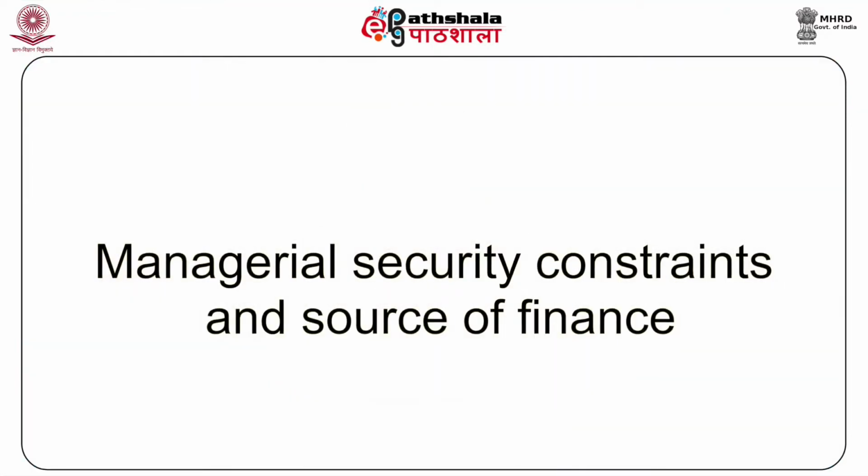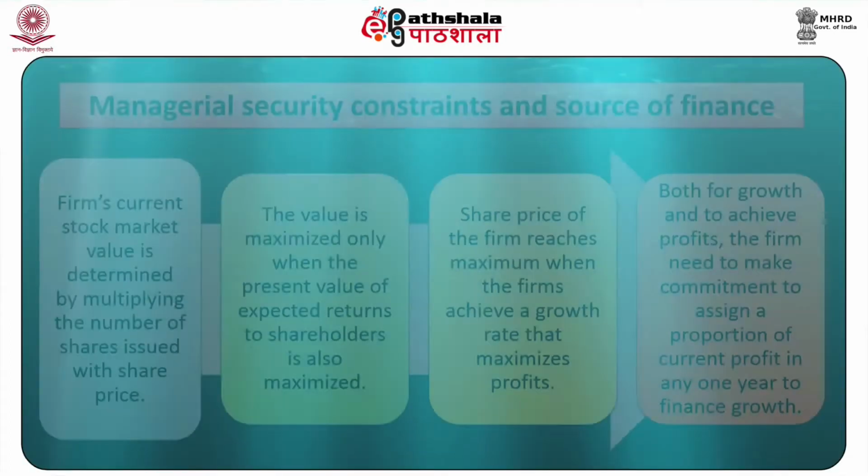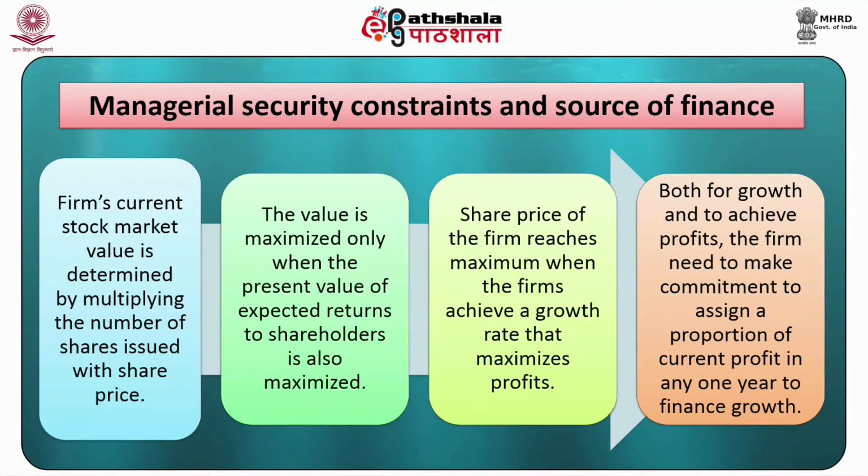Managerial security constraints and source of finance. A firm's current stock market value is determined by multiplying the number of shares issued with share price. The value is maximized only when the present value of expected returns to shareholders is also maximized. Share price of the firm reaches maximum when the firm achieves a growth rate that maximizes profits. Both for growth and to achieve profits, the firm needs to make a commitment to assign a proportion of current profit in any 1 year to finance growth.